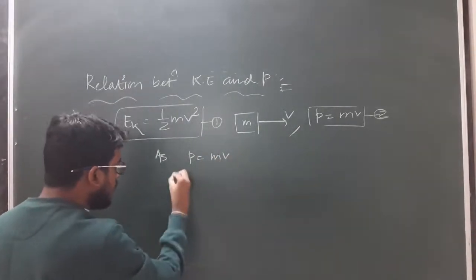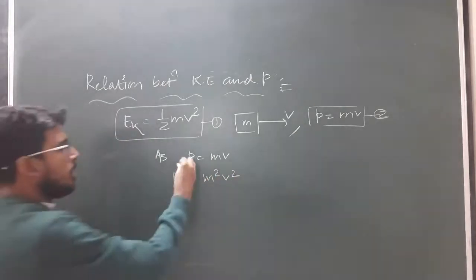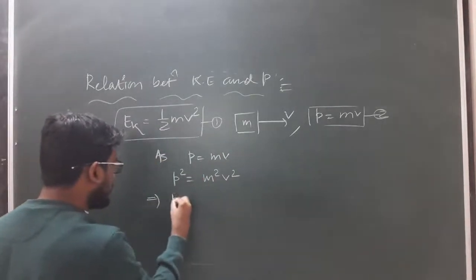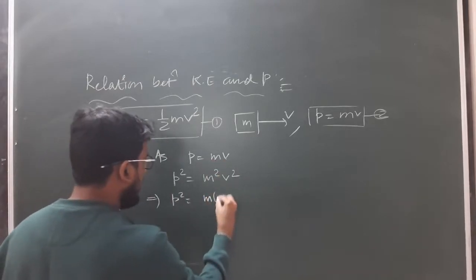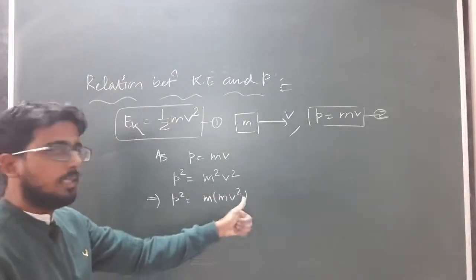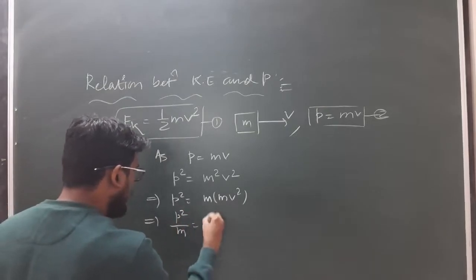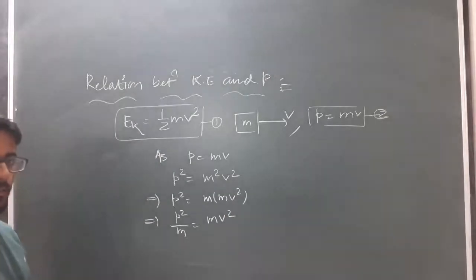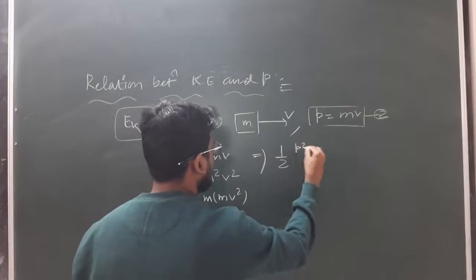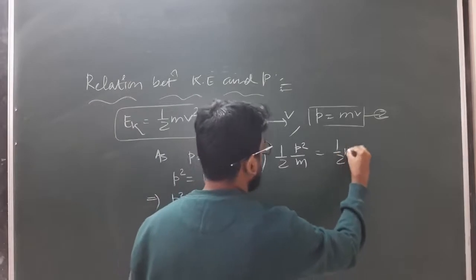So by squaring this, we will get P square equal to how much? m square v square. I can write like this by squaring both sides. P square equal to m square v square. So this implies we can write P square equal to m into m v square. So now this can be written as P square by m equal to m v square. Okay, now multiplying half on both sides, left hand and right hand side, it will be half m v square.